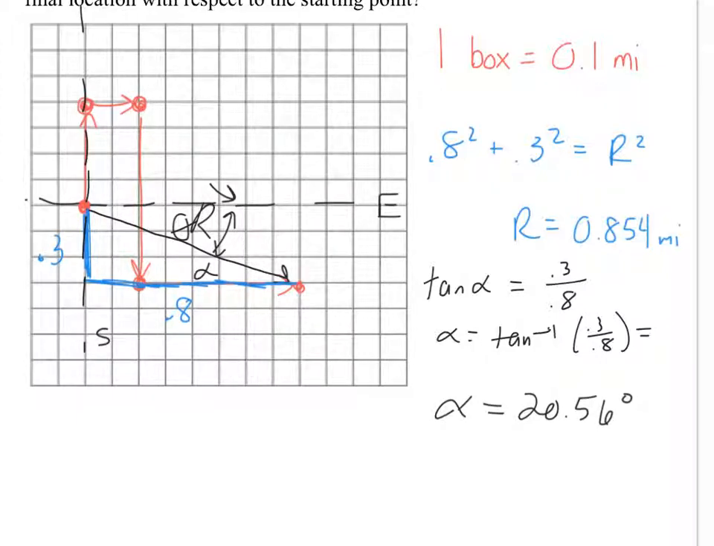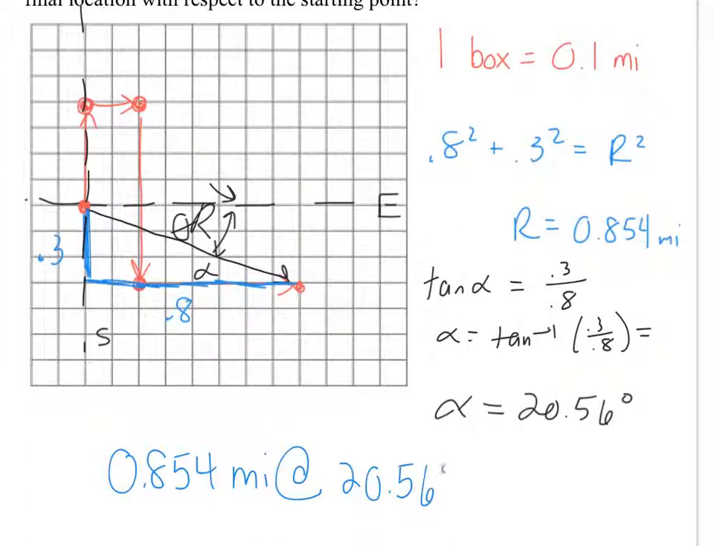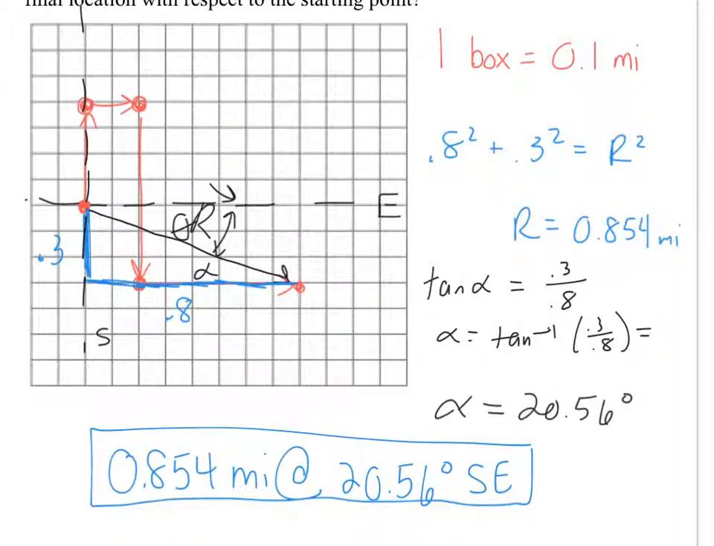So in summary, the person traveled 0.854 miles at, meaning it's an at symbol, like at an angle of 20.56 degrees southeast. That would be the overall displacement of the person with respect to the person's starting position.